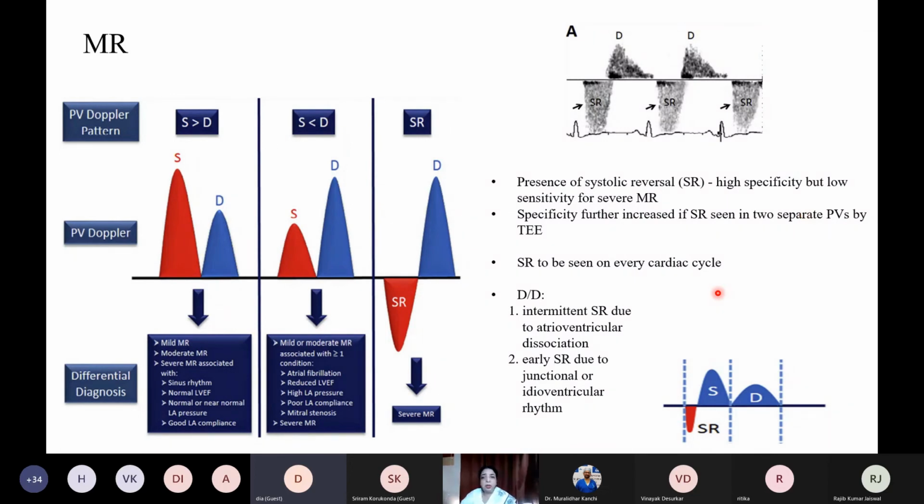And another important thing is that in each cardiac cycle you have to see this reversal. Why? If there is arrhythmia, which I have not included in this because it will be too much for today. Whenever there is arrhythmia, AV dissociation, you do see systolic reversal early, or you see systolic reversal in idioventricular or junctional rhythm. So one has to differentiate it from severity of MR.